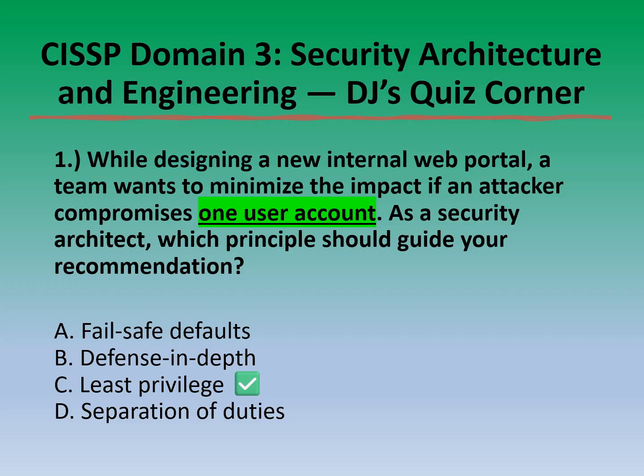The correct answer is C. Least privilege. Least privilege limits each user's access to only what's necessary, reducing potential damage from a single compromise. While defense in depth adds layers, it doesn't specifically limit privilege at the user level. The CISSP manager focuses on risk minimization through access restriction, not merely layering.